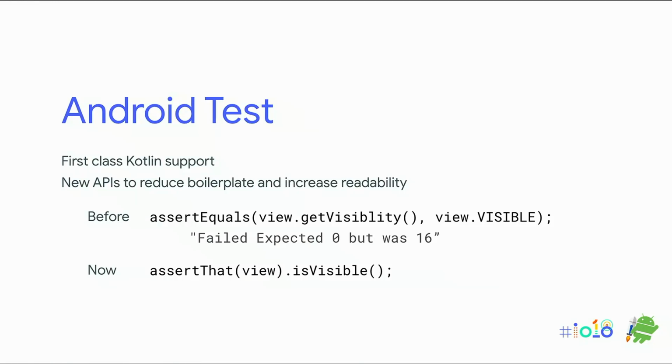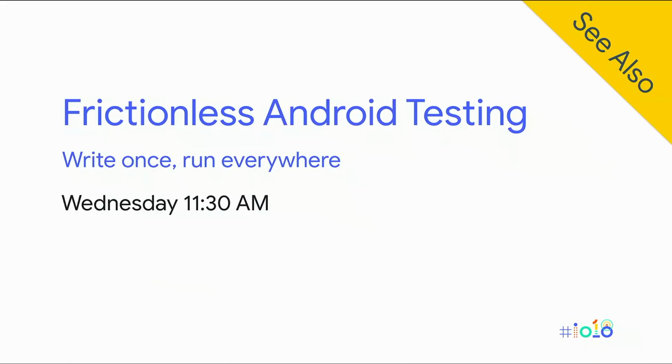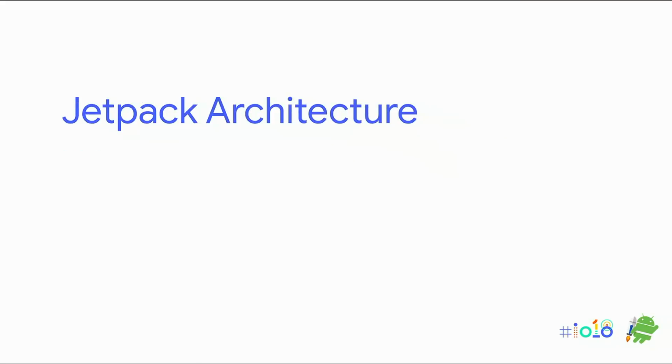So we have something a little more sensible now. You can assert that. It's actually working on the visible property, and the error message gives you something more that you can work with a little bit better. Go to the frictionless Android testing talk for more information about that stuff.